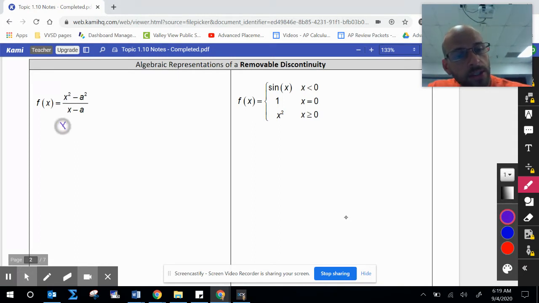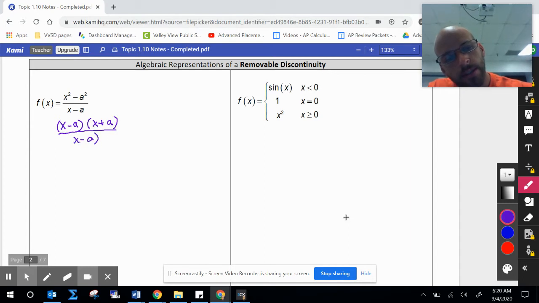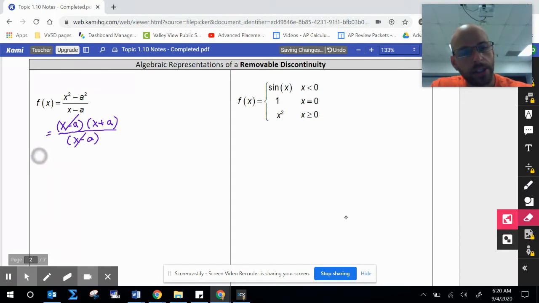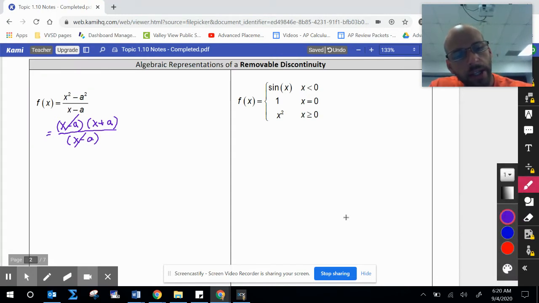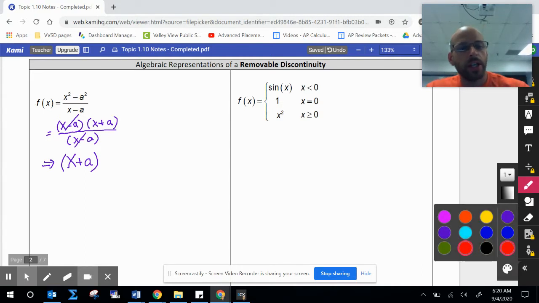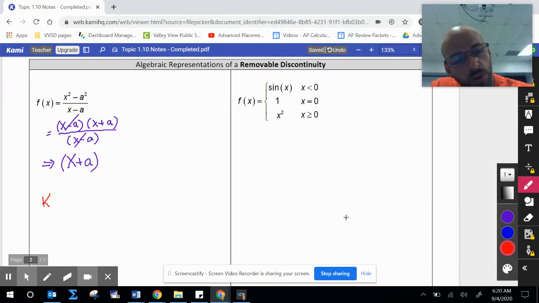So if I do this, I have a difference of squares in the numerator. So I have x minus a, x plus a, all over an x minus a. And those x minus a's reduce. But I know that I can reduce this to x plus a all over 1, so I don't really need the 1. Now, here's the part where I need you to understand, it is the piece that was removed.